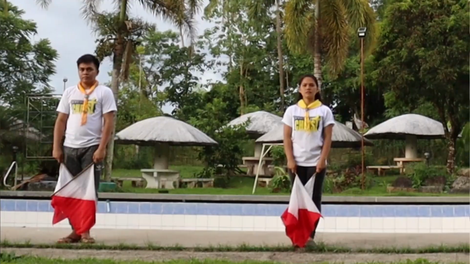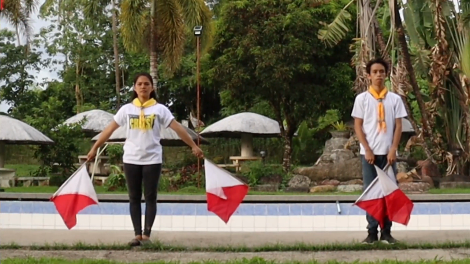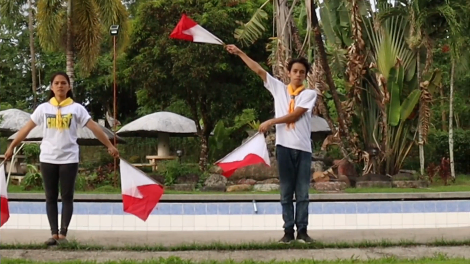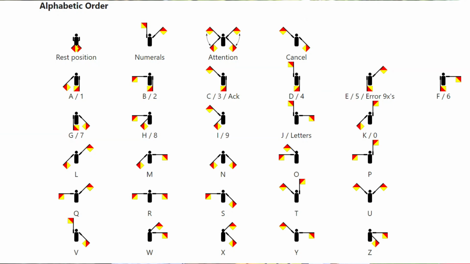And since we are master guides, we use red and white for our semaphore flags. And since the semaphore flag signaling system is an alphabet signaling system based on the waving of a pair of handheld flags in a particular pattern, let's get started learning semaphores through alphabetical order.